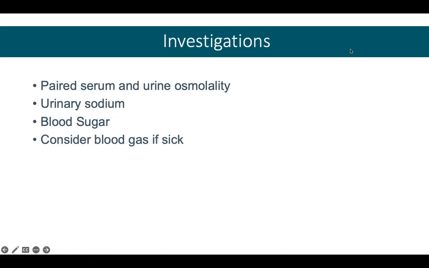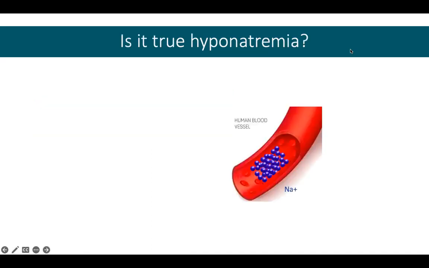The next step is definitely sending investigations. The basic investigation is send for a paired serum and urine osmolality, send for urine sodium, check a blood glucose to see you are not dealing with hyperglycemia. And if the child is sick, like our child, 2.5 kg, having a seizure, or child with a failure to thrive, you find something abnormal in the baby, definitely do a blood gas analysis also. So these are the only 4 basic investigations we want initially to manage a child with hyponatremia.